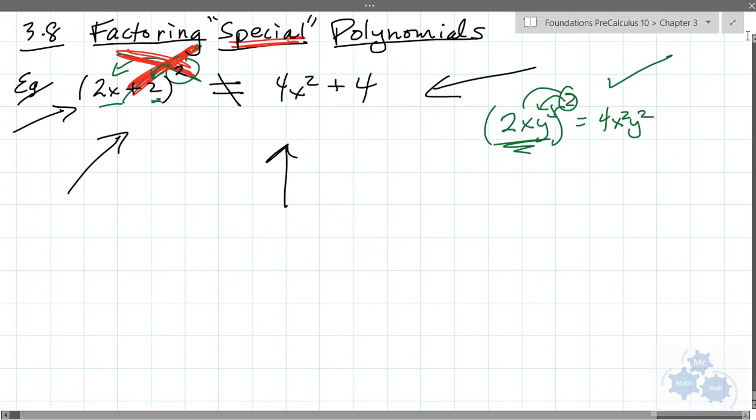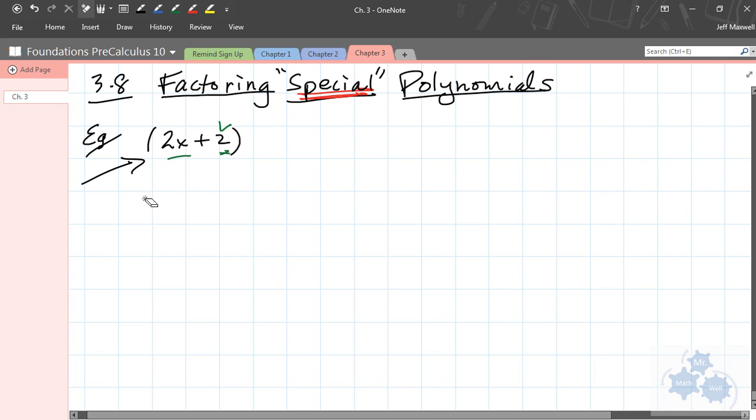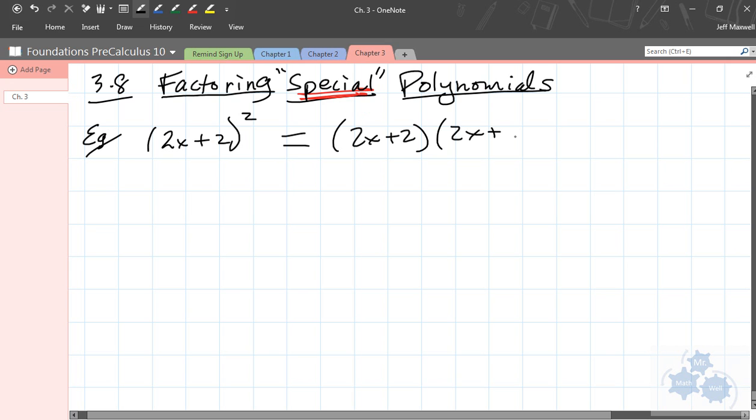Okay, good. Let us then get rid of the riffraff here. We don't want to poison our mind by seeing this again. What this does mean is this, 2x plus 2 times itself, right? That's what that means. And when we multiply that out, we get 4x squared plus 4x plus 4. That's what that equals.